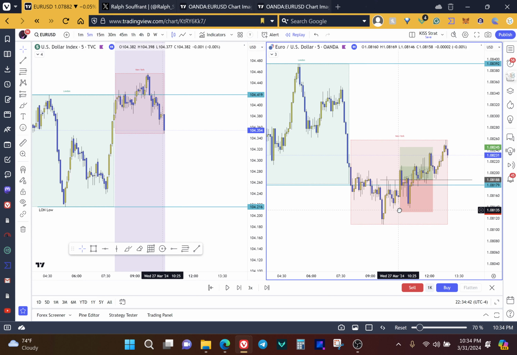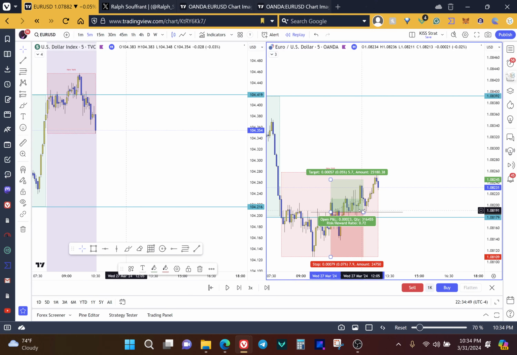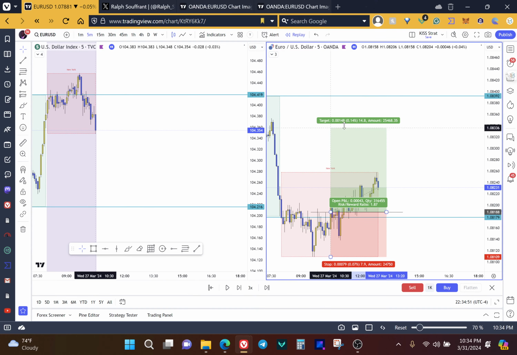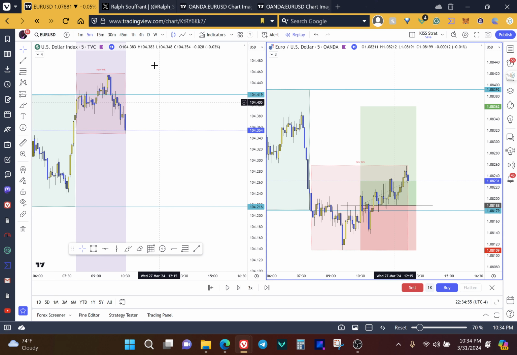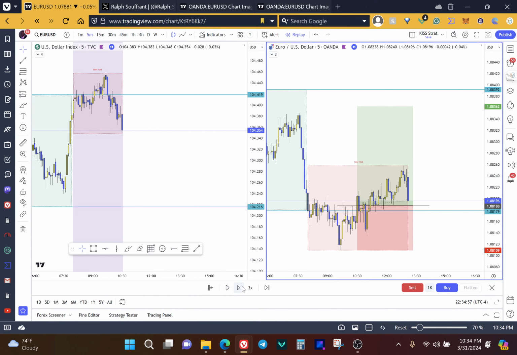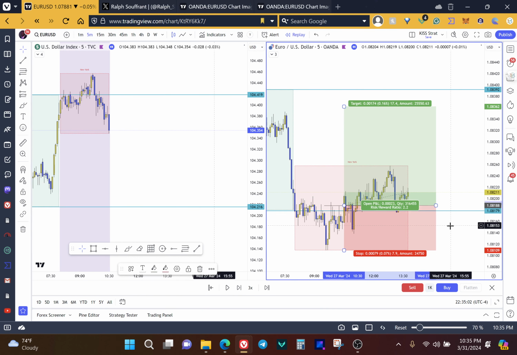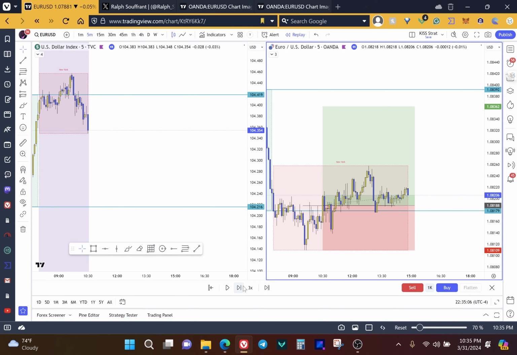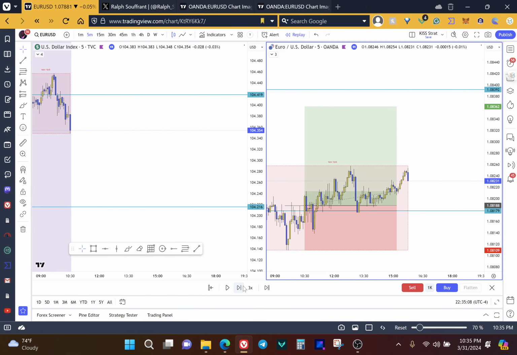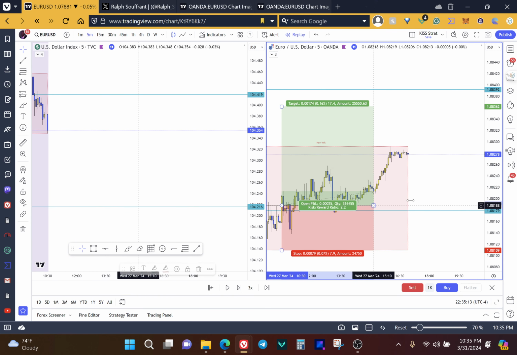We had stops under this swing low here, and then targeting up here. And if we continue to let the trade play out, see, we chopped around a little bit, came back to that entry point, and then eventually we started moving to the upside, and then going towards that TP zone.